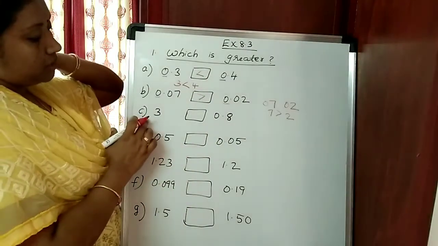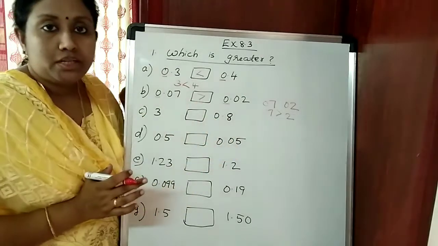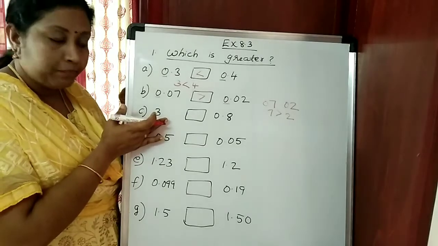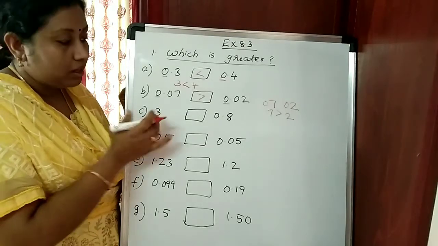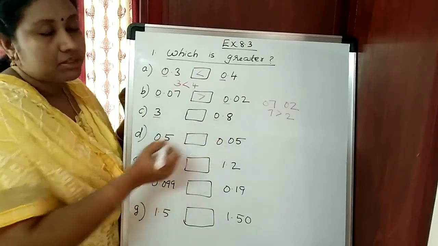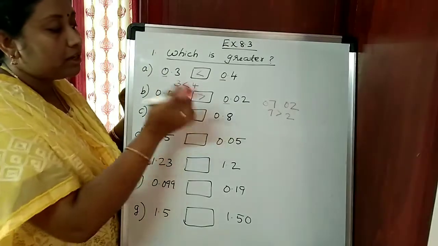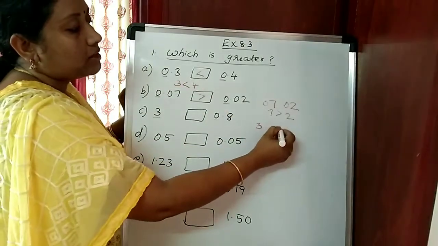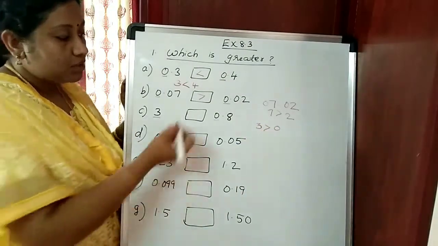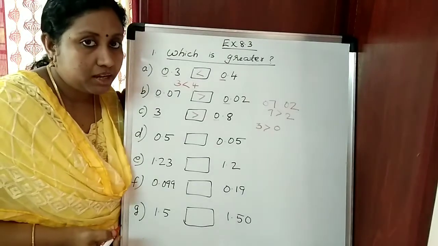Then our third question, 3 and 0.8. Here there is no decimal part. Okay. Then whole number part only. So you compare the whole number parts. Here 3, and here the whole number part is 0. So 3 and 0, which is greater? 3 is greater, isn't it? So which decimal is greater? This one is greater. All of you understand?